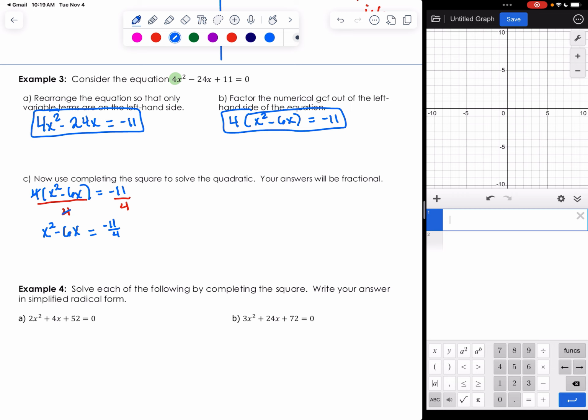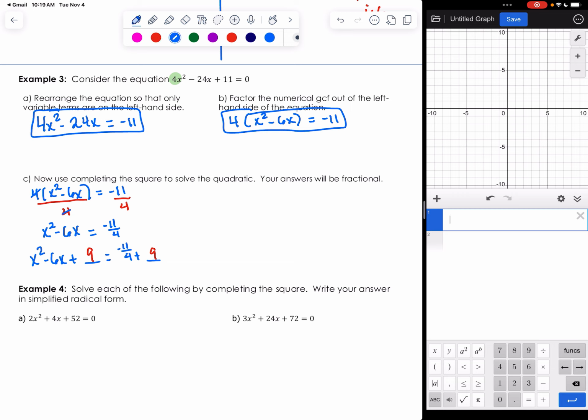Now, the next thing we're going to do is we're going to complete the square. So x squared minus 6x plus blank equals negative 11 over 4 plus blank. All right, so when we take our coefficient, half of 6 is 3, and 3 squared is 9. So we're going to add 9 to both sides.